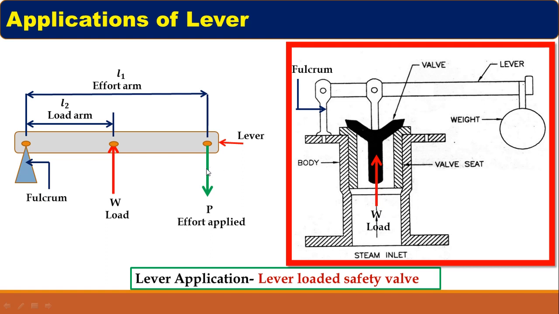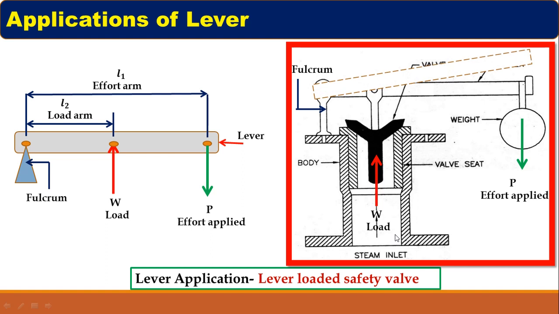And last is effort P, which is applied at this end of the lever with the help of this deadweight. So this downward direction effort is applied with the help of the deadweight, which keeps the valve closed. And it keeps this valve closed till the pressure inside the boiler is within the desired limit. And once the pressure increases beyond the desired limit, the load acting on this valve also increases beyond the desired limit, which causes the upward motion of this valve along with this lever, and this lever will oscillate like this, and in this position the valve is open, steam will go out.